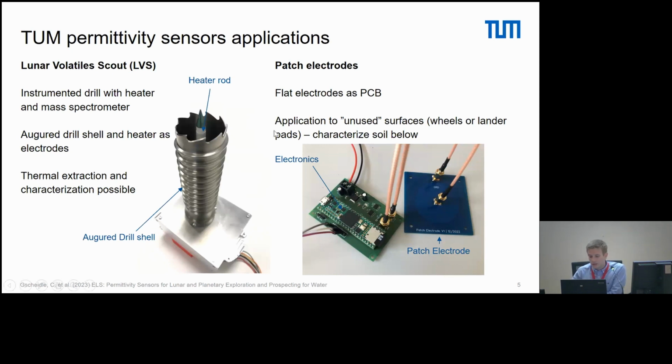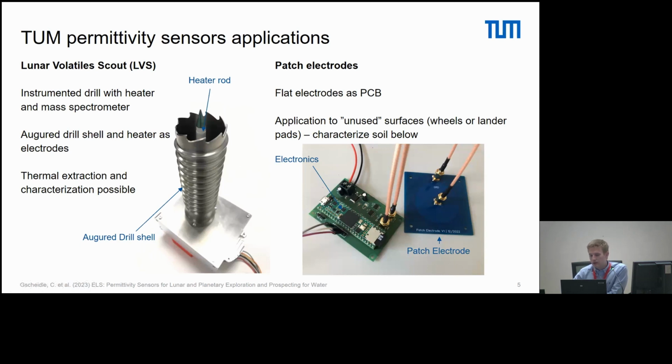These are the applications we're investigating right now. On the one hand, our Lunar Volatile Scout, which I mentioned earlier, which has this drill shell and the heating rod, and this forms the two electrodes of our system. If we drill it inside, then we can investigate the regolith between these two elements. Ideally, we would love to have a mass spec on top, so we outgas the regolith and look at how much the capacitance changes from beginning to end of our measurements. And then the thermal extraction, this thermal aspect is quite relevant.